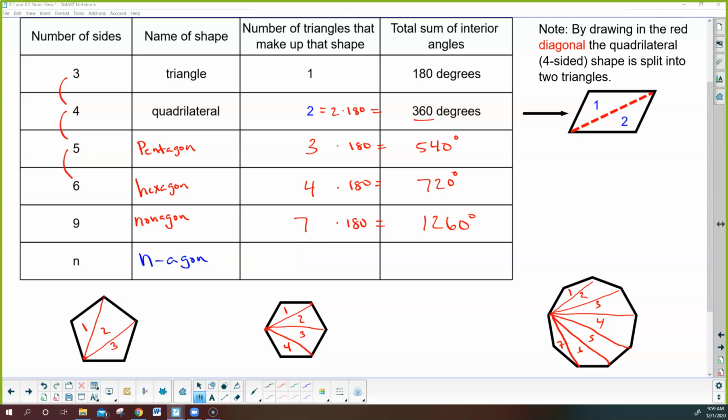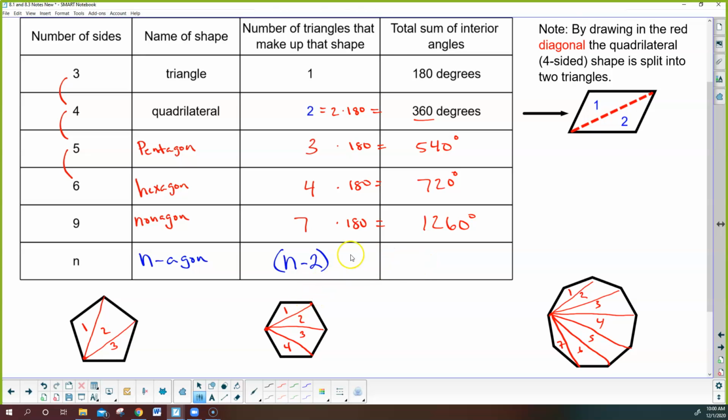Yes. Reagan said n minus 2. Why? How do we know that? Well, let's look at it. If n is the number of sides, if I have 3 sides, how many triangles did I have? I had 1. If I have 4 sides, there were 2 triangles. 5 had 3 triangles, 6 sides had 4, 9 sides had 7. So if I have n number of sides, there are n minus 2 triangles.